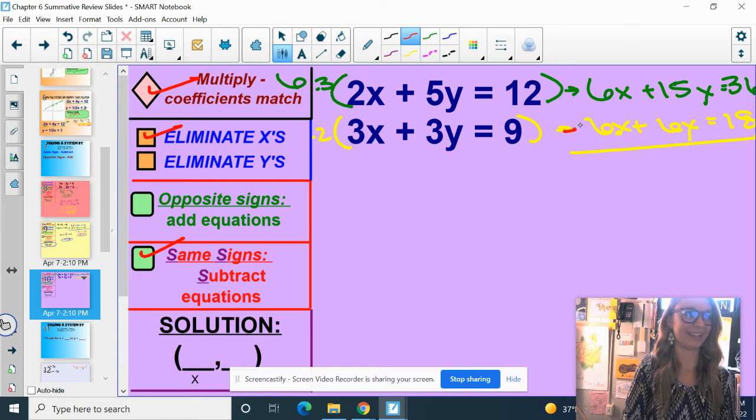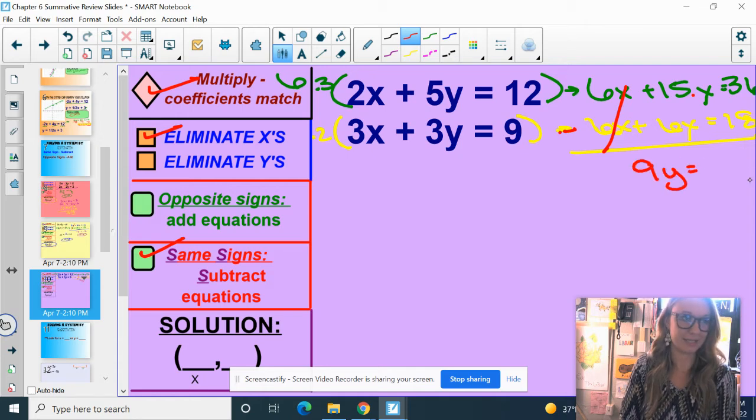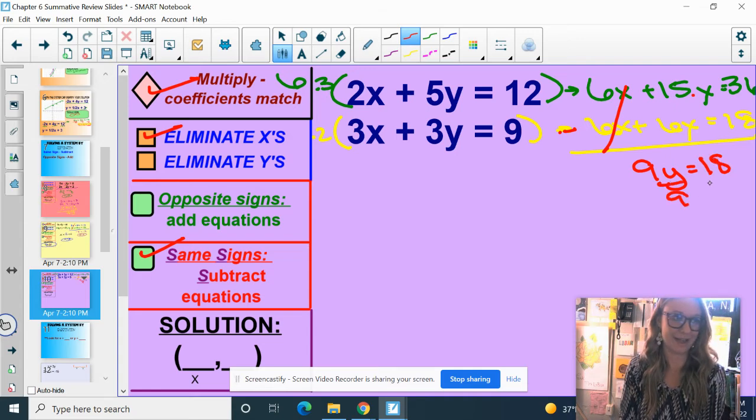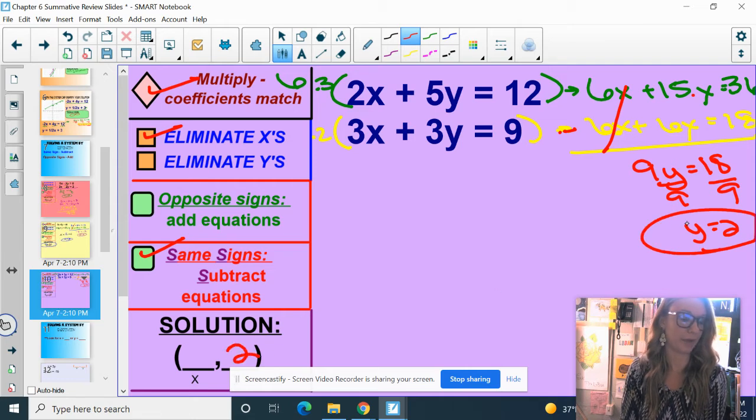Number 2, all right, we multiply to make a match. Again, my x's are ready to eliminate, and they're the same sign again, which means they're subtracting going down. Okay, so these are going away. 15y minus 6y is a 9y. 36 minus 18 is 18. Divide by 9, and y is 2. So here you are. And then I'm not going to walk you through how to find x. You can go plug that in.